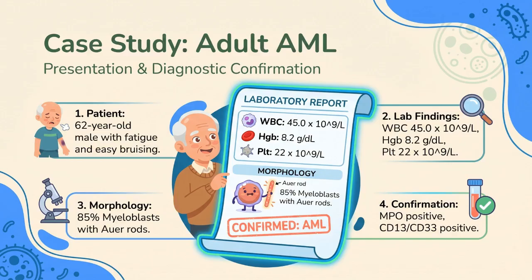This case underscores how your meticulous morphological analysis, particularly the search for Auer rods, is paramount in differentiating AML from ALL. These case studies demonstrate the practical application of all the morphological nuances we've covered. Finally, let's reflect on your indispensable role in this entire process.